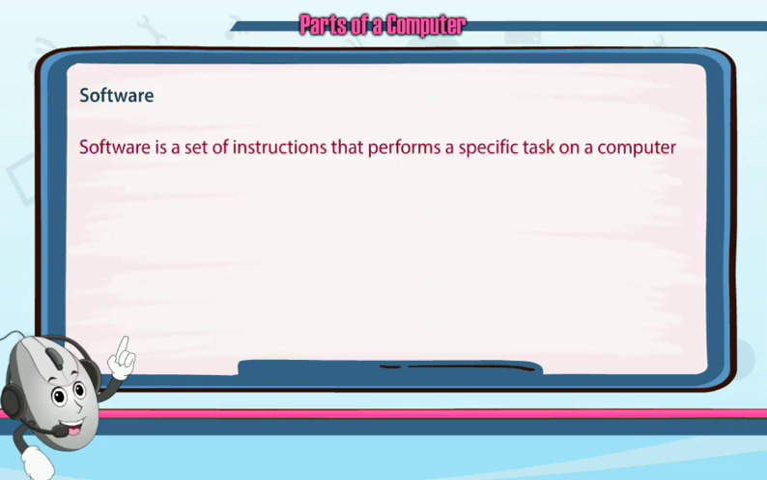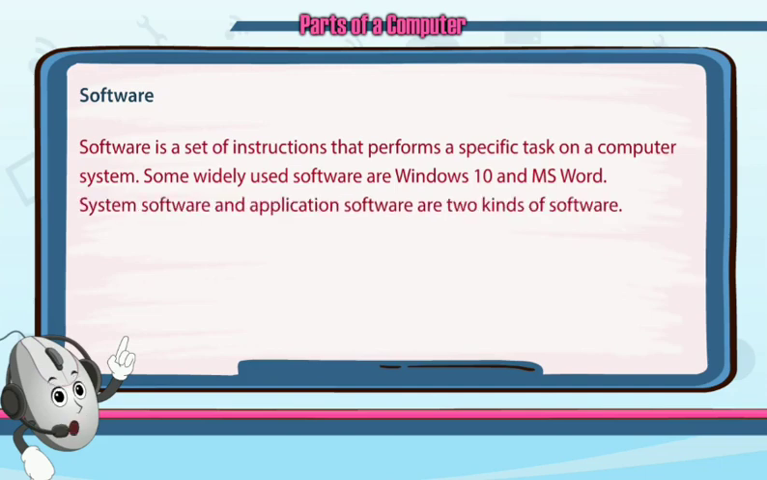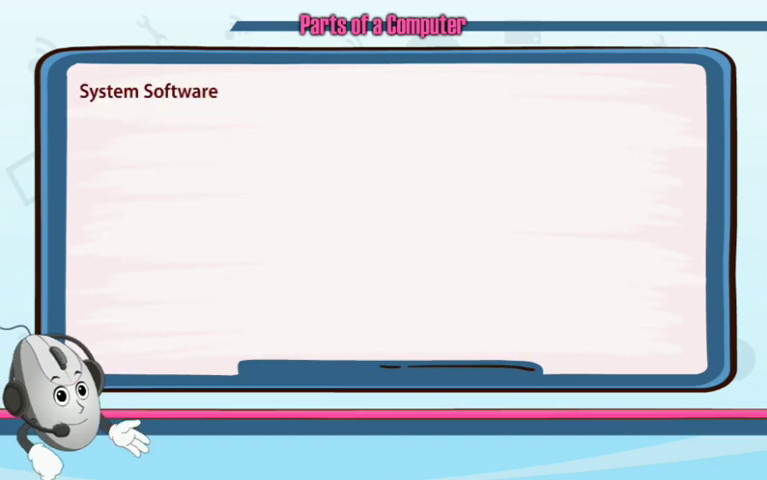Now let's learn about software. Software is a set of instructions that performs specific tasks on a computer. Some widely used softwares are Windows 10 and MS Word. There are two types of software, system software and application software.